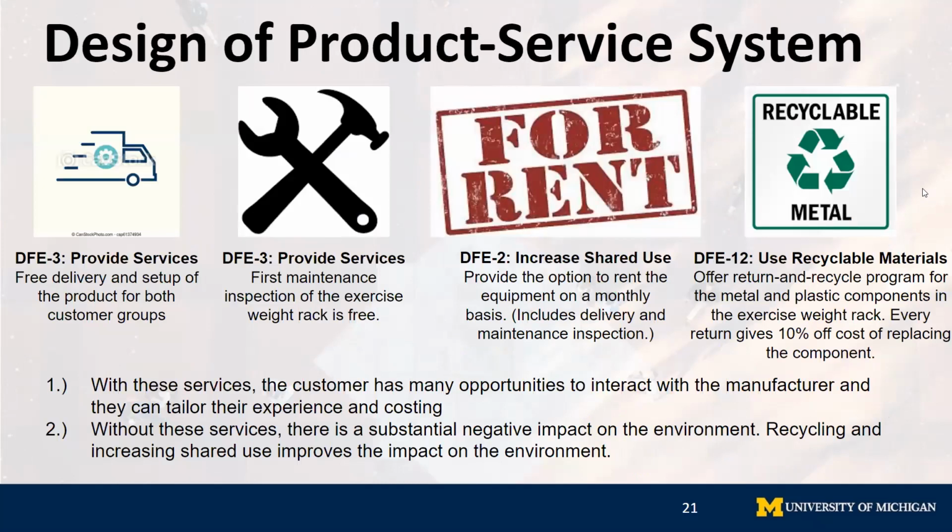So there are 4 factors to our product service system that will allow for customers to have opportunities to interact with the manufacturer and allow them to tailor their experience and costing. Without these systems, there's also a substantial negative impact on the environment. So first, we want to provide services such as delivery and setup and maintenance inspections. We also want to increase shared use by providing both customer groups the option to rent the equipment for a monthly fee. Lastly, since we are using recyclable materials, we will offer a return and recycle program for customers to send back any metal or plastic component for a discounted price on the new piece that they're replacing.